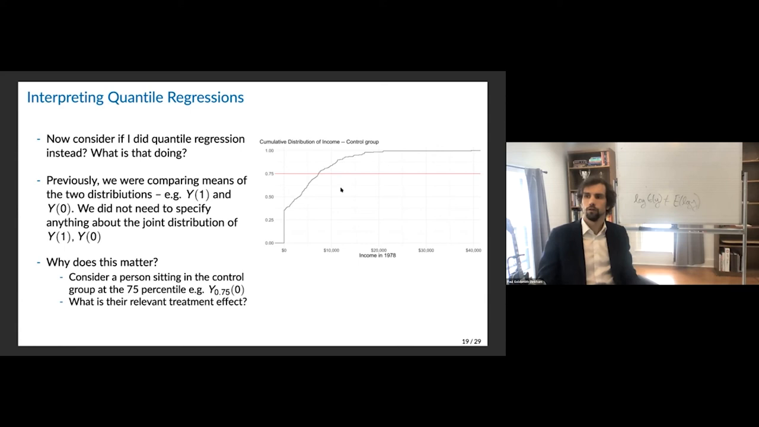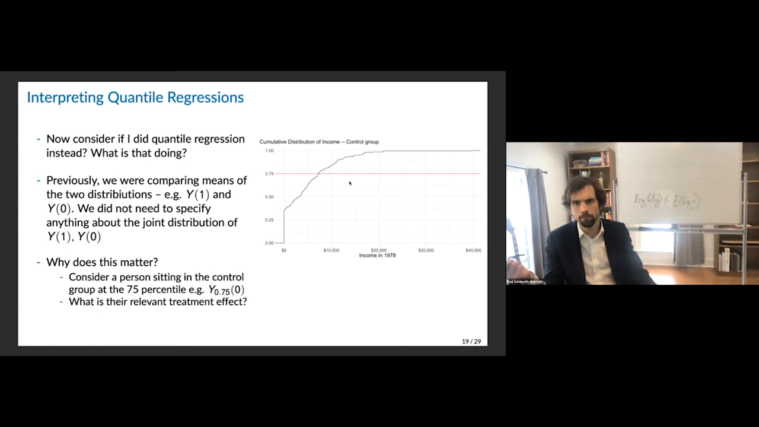So just to make this very concrete, I'm sitting here, we're all in the control group, and say I wanted to talk about the impact on the person who's in the 75th percentile. Well, what would be a metric that could be useful? And you start to realize that it's hard to say what that is. Is it that you want to talk about what the conditional average is for that person? So it's saying, conditional on being in the 75th percentile in the control group, what's my average outcome?